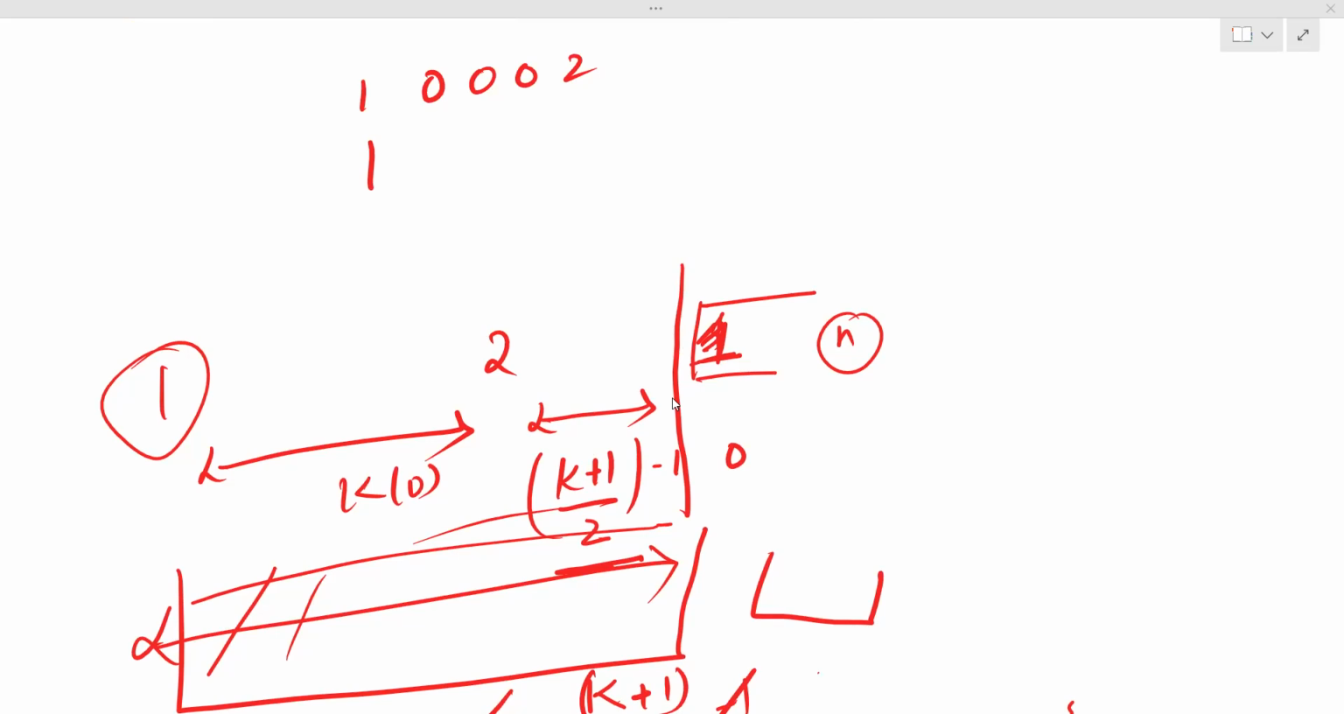Okay, I am clear about place 1 and 2, but how to calculate? Yeah, we are looking at the calculation part.